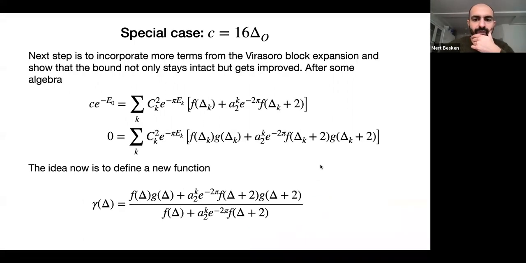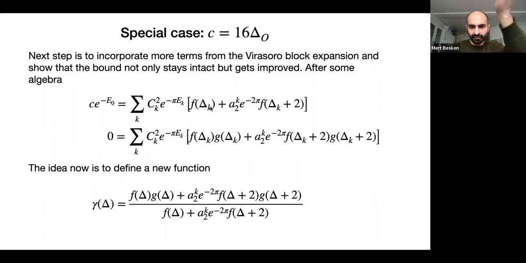Cool. So I'm going to try to wrap up, and I'm just going to tell you what happens if you keep adding more and more terms from the expansion. The crossing equations get updated like this. The key point here is these A2Ks are the pillar coefficient expansions, which are all positive. So you always end up with something. You always end up adding something positive to something positive.